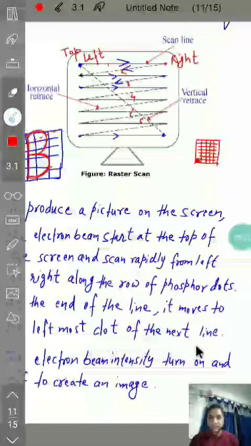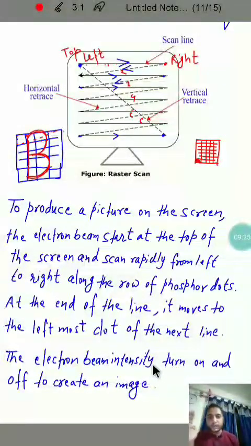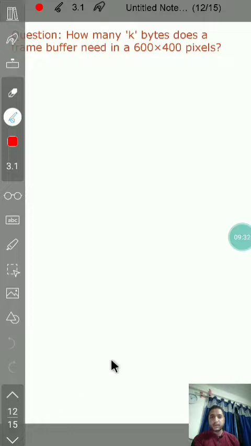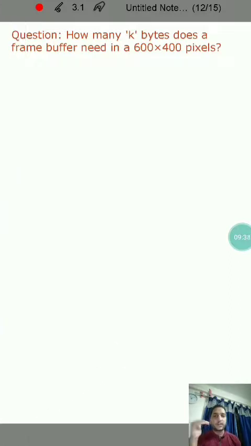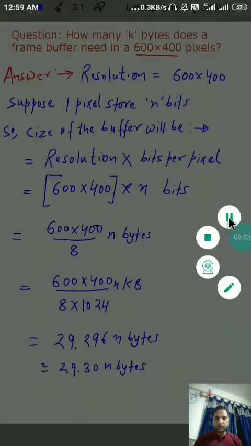Yeah, so I hope now this is clear to you how scanning will take place. Now we will take more numericals on computer graphics, to see how questions come in the exams. So this is question number 2. As you know, question number 1 we had done earlier. This is question number 2 now. How many kilobytes does a frame buffer need in a 600 into 400 pixels? Okay, now let us solve this question.